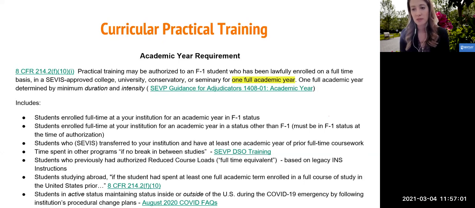Also students with reduced course load. So RCLs are cited multiple times in the regulation as being full-time equivalent. So that covers them. So just because a student had a previous reduced course load doesn't necessarily mean they're not accruing eligibility. Students studying abroad, and then also with COVID, students who are in active status, whether they're in or outside of the US, they are accruing eligibility. Not initial students if they're not here yet, but active students are. Again, as Shannon mentioned, with on-campus employment, just keep in mind if students are actually working outside of the US, then there could be tax implications for the employer.